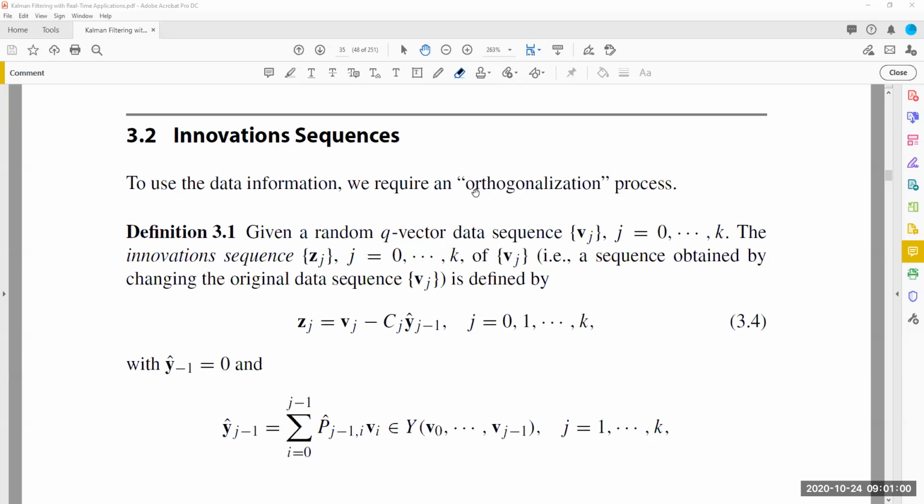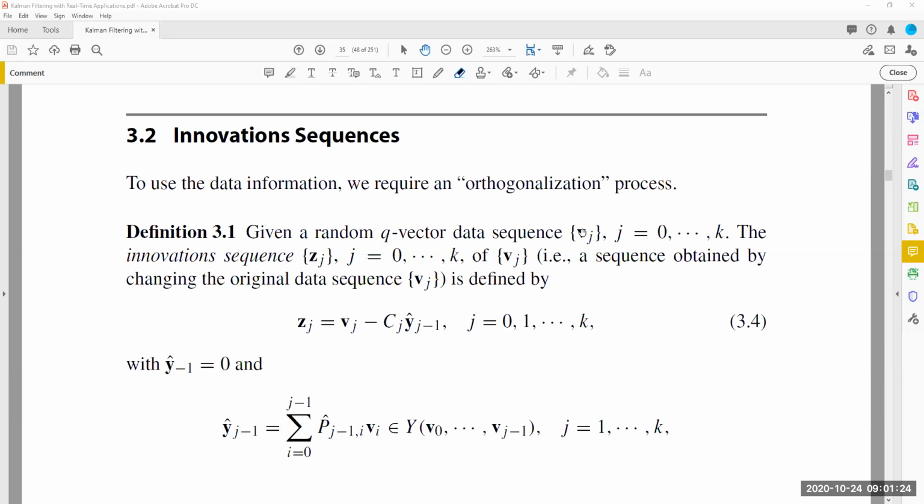Today we will discuss section 3.2, innovation sequences. So the word innovation means something new. So we have the measured output from the system.